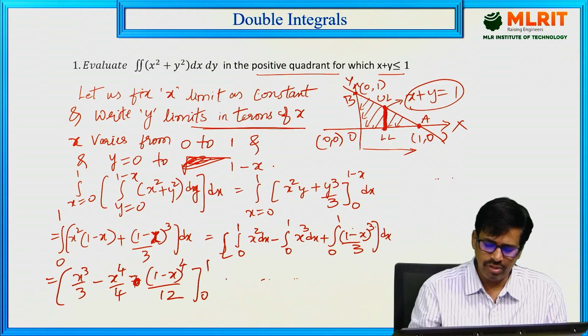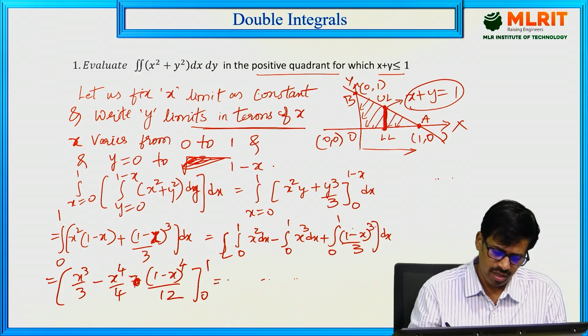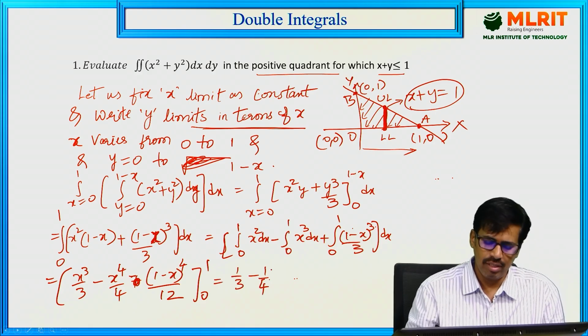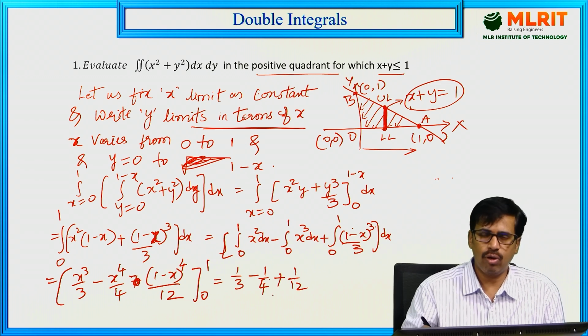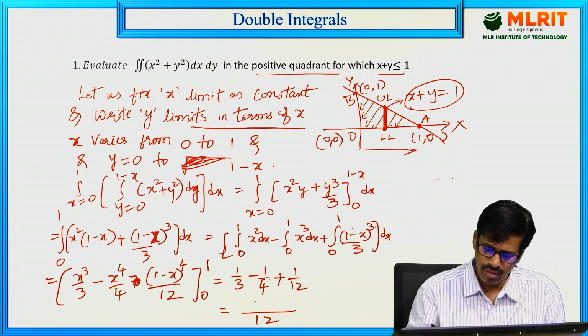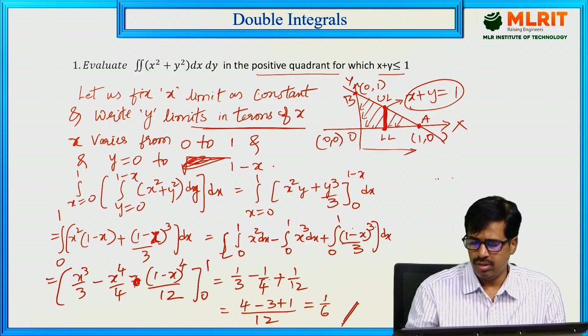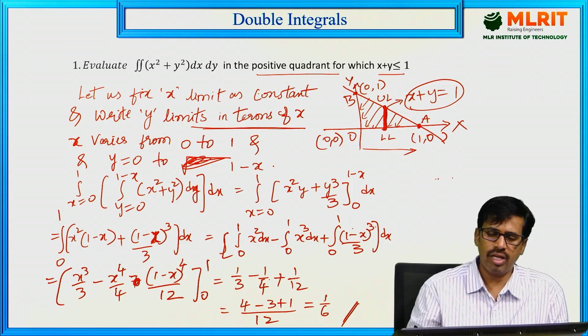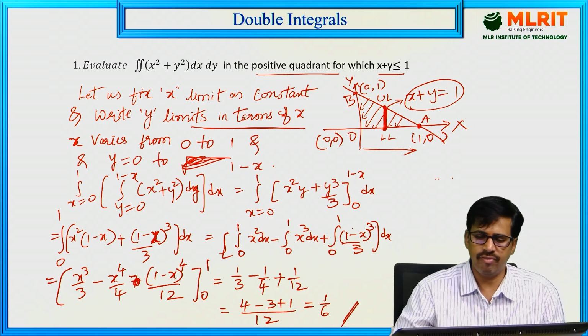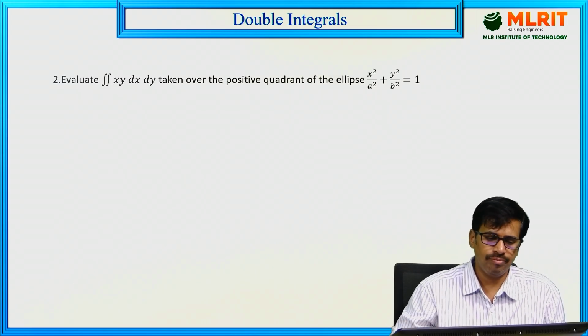So if you substitute the upper limit x equal to 1, we get 1 by 3 minus 1 by 4, minus the lower limit. So upper limit minus lower limit. In place of x, if you write down 0, this will be 1 by 12. So if you take the LCM, 4 minus 3 plus 1, so this is 1 by 6. So this is how we evaluate the double integral when the limits are not given. Instead, the region of integration is given. Now let us see one more problem.